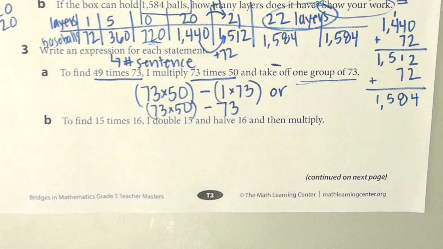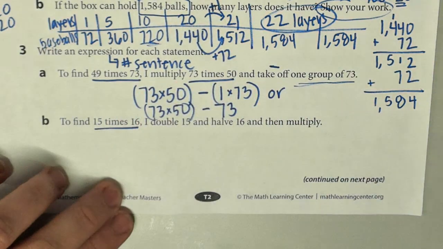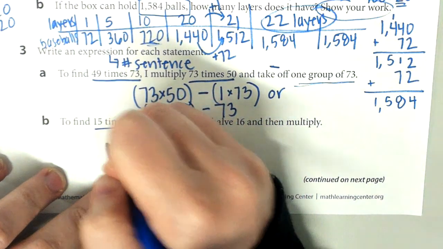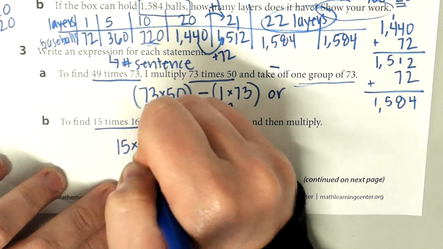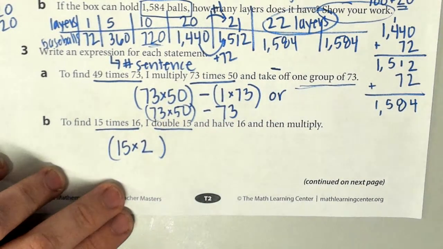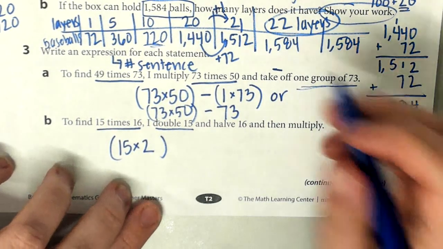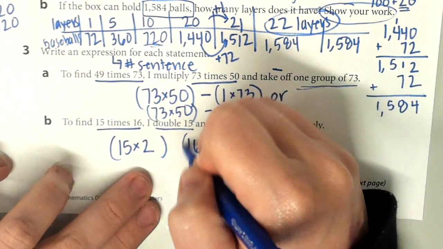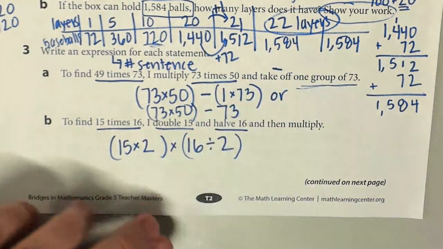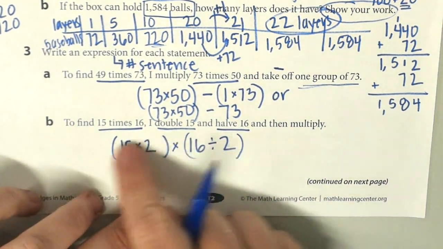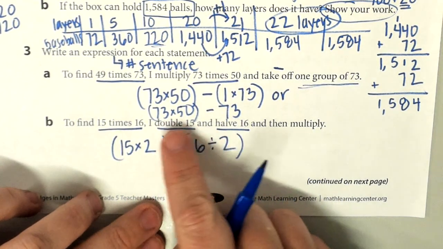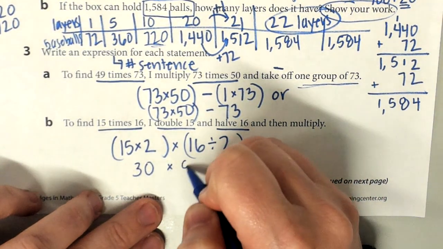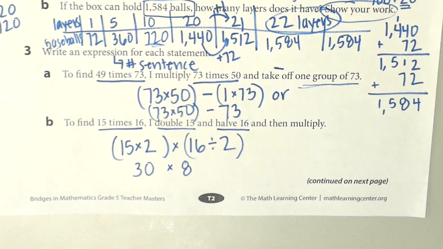Letter B, to find 15 times 16. That's the problem we're trying to solve. I double 15. So if I double 15, I'm going to take 15 times 2. And then I'm going to half 16. I'm going to take 16 divided by 2. And I'm going to multiply them together. So I could leave this as my expression, or I could actually double 15, which is 30, and I could half 16, which is 8, and I could leave it like that too. Either one would work.